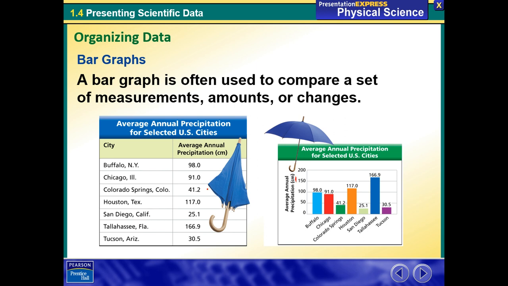What this means is here's Buffalo, and it's going to be shaded in to 98. So notice that it goes up to 50 and almost touches 100, but not perfect because it's 98. Same thing with Chicago. Chicago's 91, so it gets shaded up to 91. This allows us to give a visual representation and easily see that Tallahassee gets the most rain, whereas San Diego gets the least amount of rain. So it's very easy to see that. One thing about the bar graph that I also want to point out is that my increments on the side go up by the same amount. So I go 50, 100, 150.